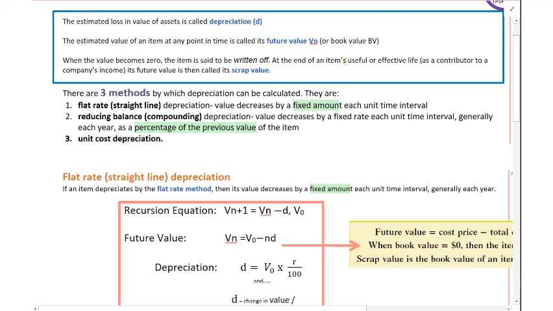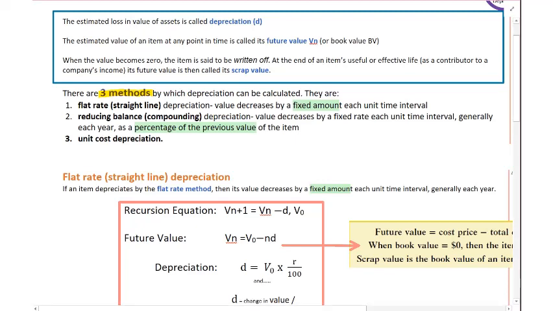At the end of an item's useful or effective life, so for example, especially in terms of how it contributes to a company's income, its future value is then called its scrap value. And that'll be especially important when we get to the third type of depreciation here, called unit cost depreciation. So as noted here, we've got three methods by which depreciation can be calculated. We've got flat rate, which is a straight line depreciation, and its value decreases by a fixed amount each unit time interval, so each depreciation period.